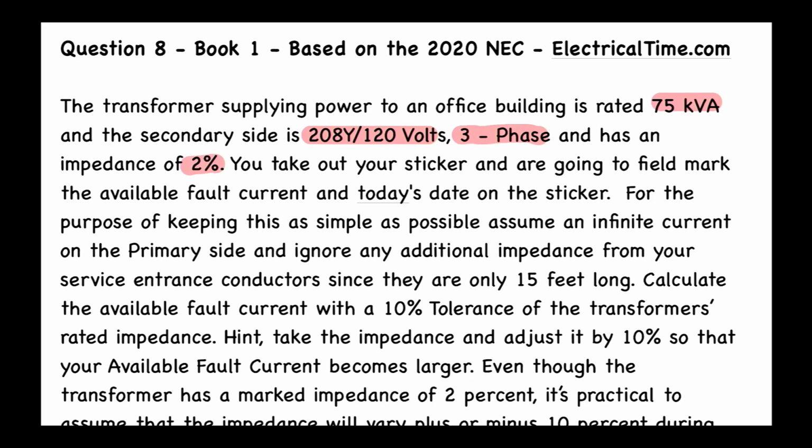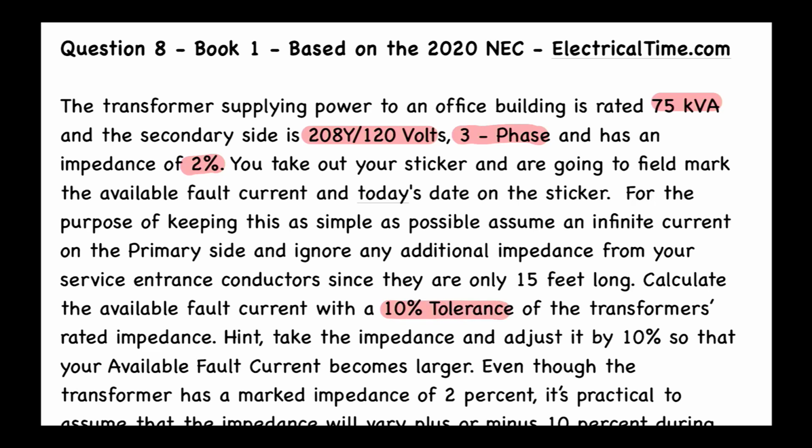You take out your sticker and are going to field mark the available fault current and today's date on the sticker. For the purpose of keeping this as simple as possible, assume an infinite current on the primary side and ignore any additional impedance from your service entrance conductors since they are only 15 feet long. Calculate the available fault current with a 10% tolerance of the transformer's rated impedance.